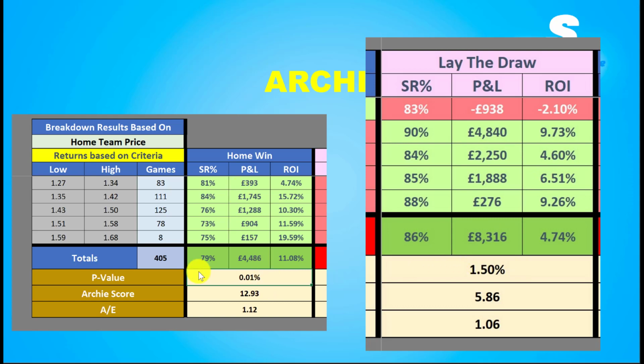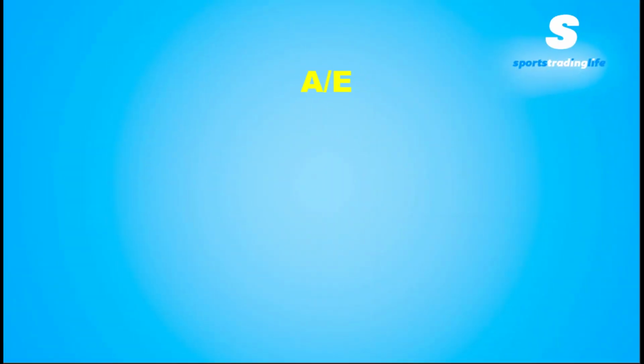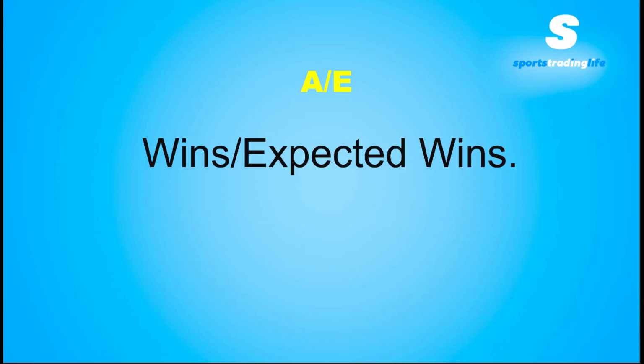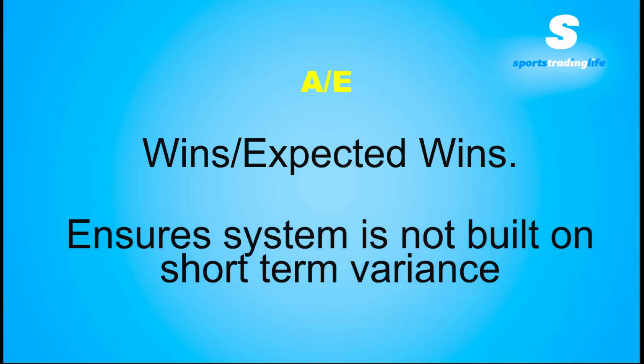So anyway, that is how you look for the Archie score. You're just looking for a score above 5. You want to raise that score as high as you can. And so the next part to look at is the A&E, and this is not the place that many end up at after a drunken night out. The A&E is actually just the wins divided by the expected wins of the system, and this will help us.